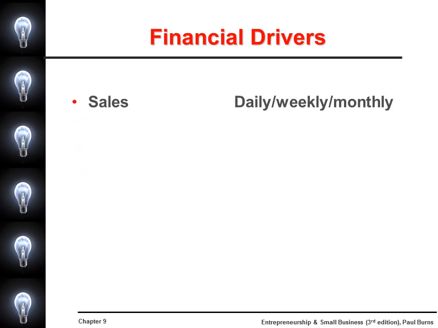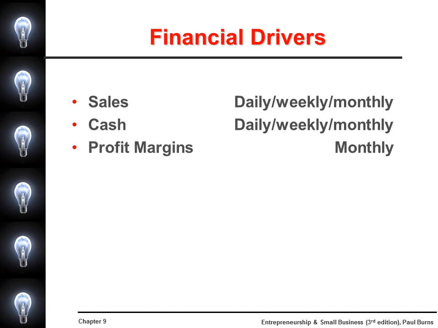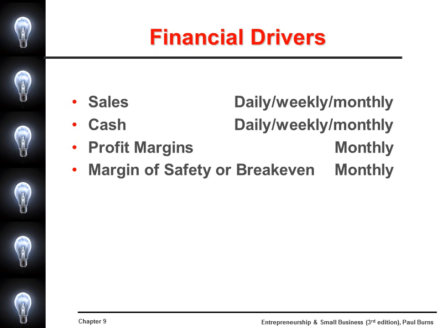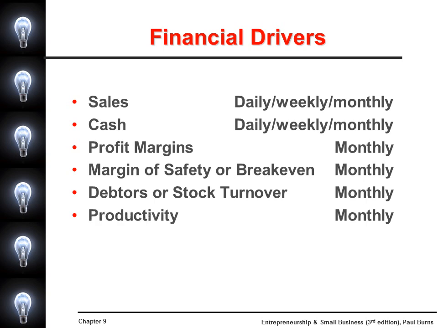Then comes the financial drivers. So your sales, it can be daily, weekly, monthly. Cash, again, daily, weekly, monthly. Then profit margins should be monthly. Then margins of safety or break even, monthly. Then debtors or stock turnover will be monthly. Productivity, obviously.